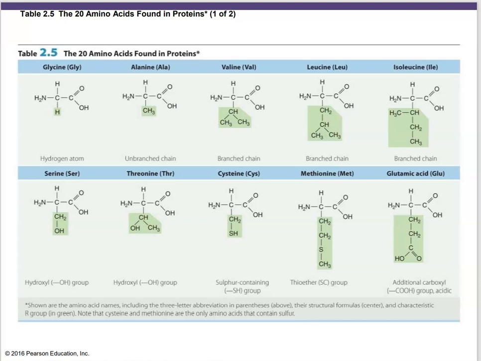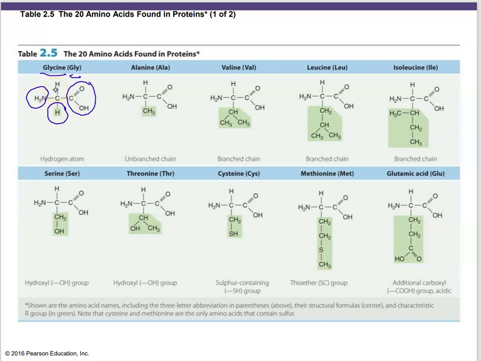They all have a full name. So let's start with the simplest one, glycine. They all have a 3-letter abbreviation, GLY in this case, and they also have a 1-letter international abbreviation. In the case of glycine, it would be G. They all have an amino group. They all have an acid group, the carboxyl group right here, and they all have an attachment in the middle carbon. In the case of glycine, it's just a hydrogen.